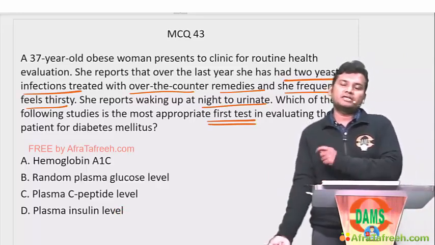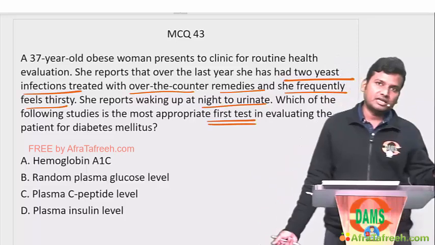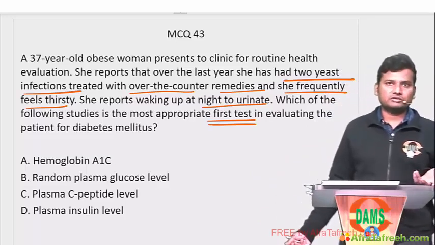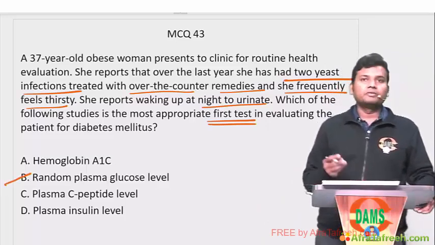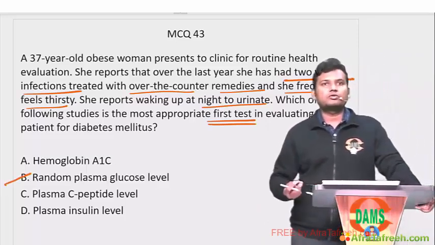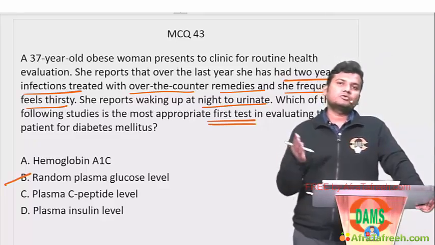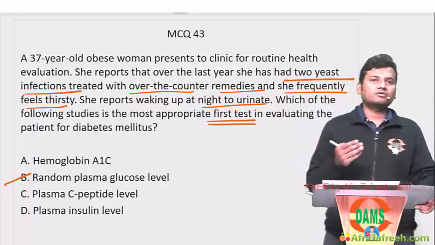HbA1c, you have to collect the blood, you have to submit it into the lab, then the report will take 6 to 7 hours or 1 day. So it is better to do random plasma glucose level. Within 5 seconds you will know what is the sugar level. If it is more than 200, it will be a case of diabetes.